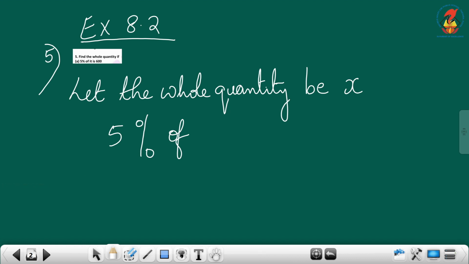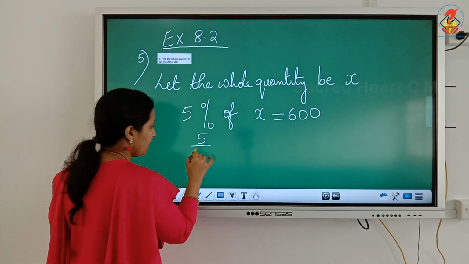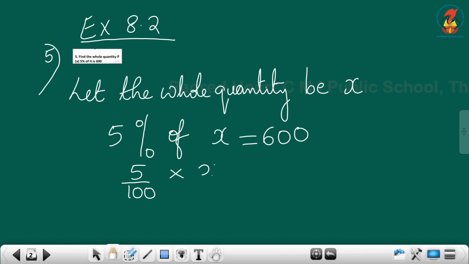5% of the whole quantity, which we took as x. So 5% of x is equal to 600. 5% means what? 5 by 100. Of means what? Multiplied by x is equal to 600.